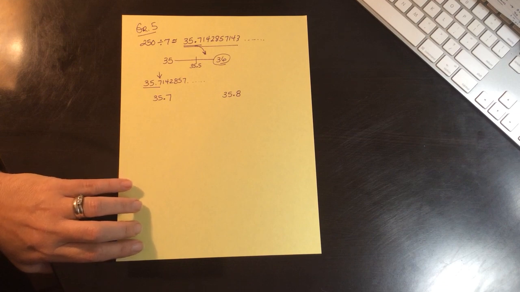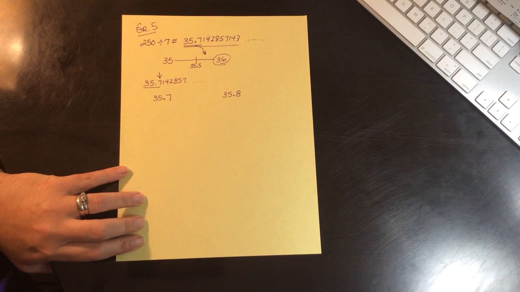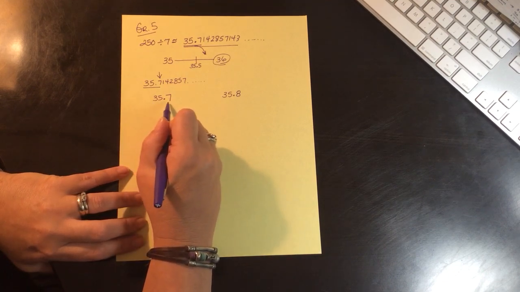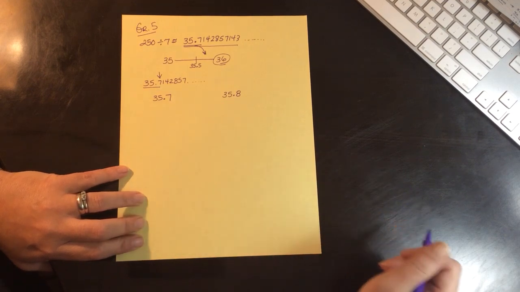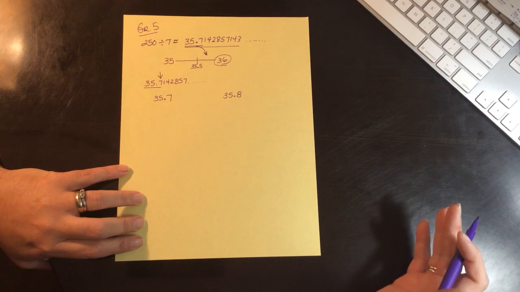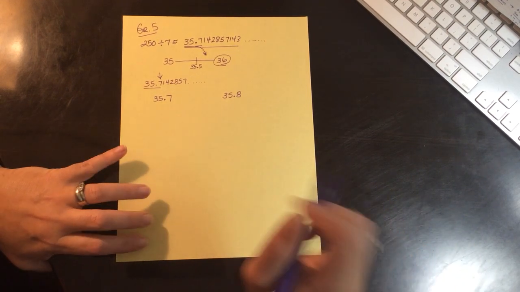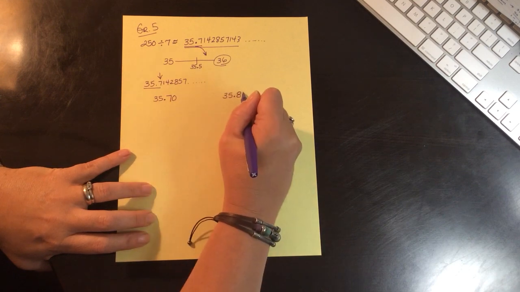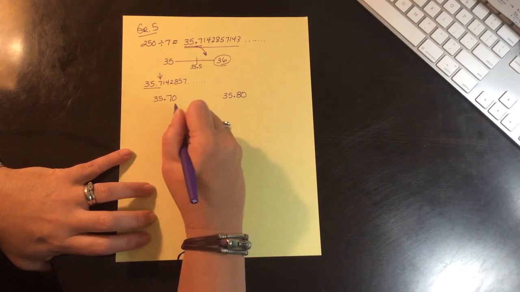I know that when I round this number to the tenths place, the estimated answer is going to be either 35 and 7/10 or 35 and 8/10. And that's it. Those are my only choices. Of all the numbers in the universe, it has to be one of these two. Now, when working with decimals, it will be easier for us to find the midpoint if we use an equivalent value, calling it 70 hundredths and 80 hundredths.